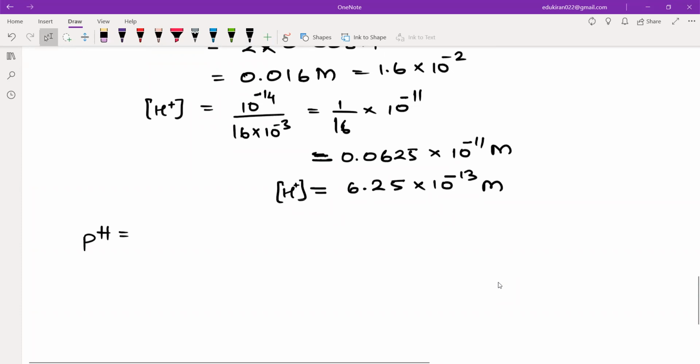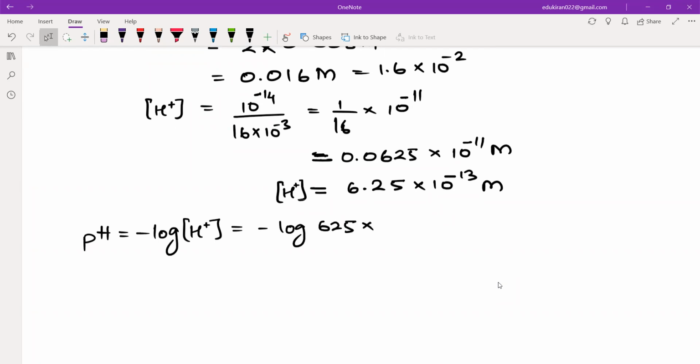So pH is equal to minus log of the concentration of H plus ions, which will be equal to minus the log of, rather than writing 6.25, I will be writing 625 into 10 to the power of minus 15 molar. Okay, minus 15. So this is the log that I have to calculate. So don't worry about 625.